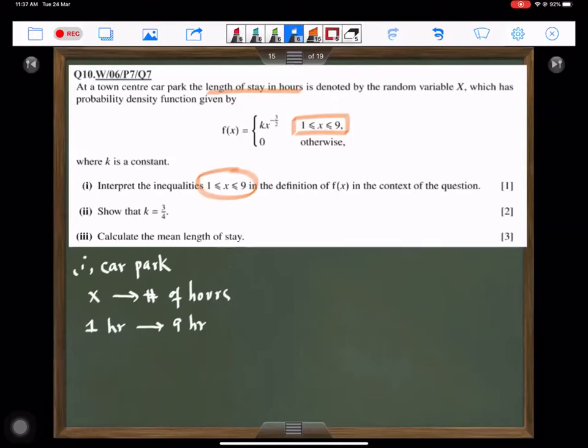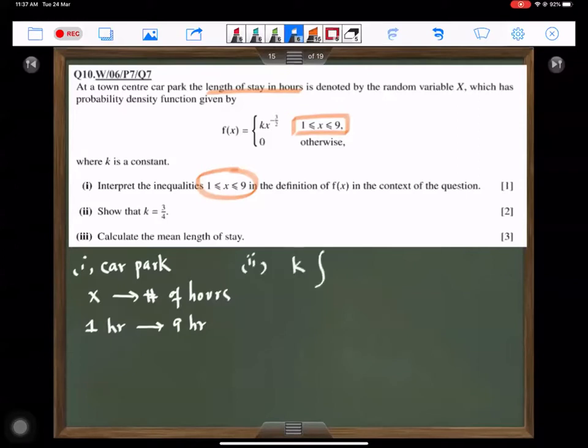Or we can say the car park is open for a maximum of 9 hours. That is a far-fetched conclusion. Better is that in this car park, the number of hours for which a car stays lies between 1 and 9, and later on this will be connected with the charges. That means the minimum charge would be for 1 hour and the maximum charge would be for 9 hours, something like this. Show that k is equal to 3/4. That is straightforward.